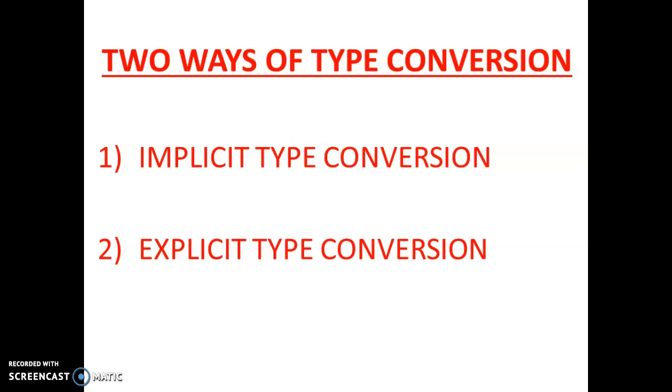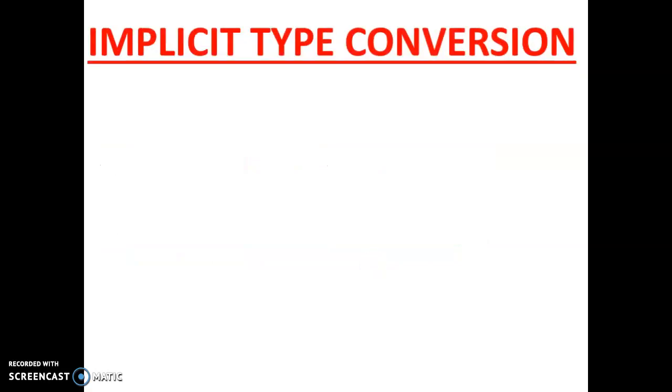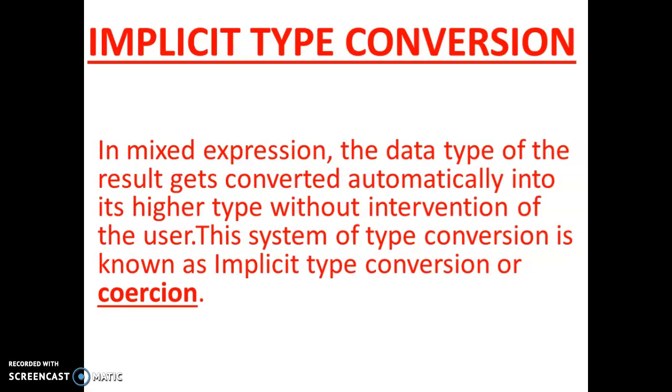So first one is implicit type conversion. So let's discuss what is implicit type conversion. In implicit type conversion, I'm talking about only mixed expressions. In a pure expression there is no problem, because all data types are the same: all are integer, or all are float, so there is no problem. I'm talking about only mixed expressions. The data type of the result gets converted automatically into its higher type.